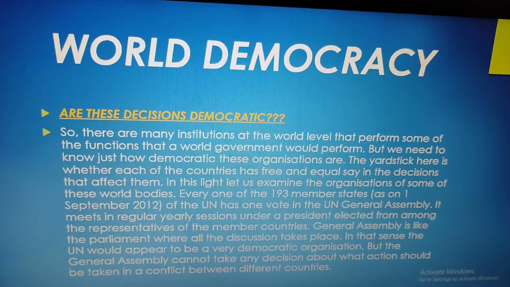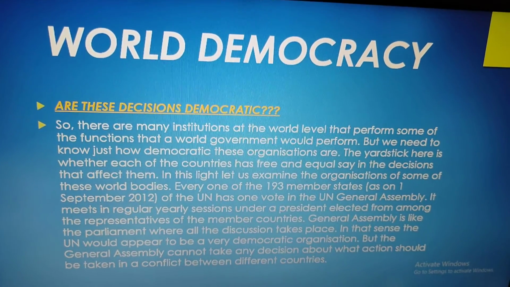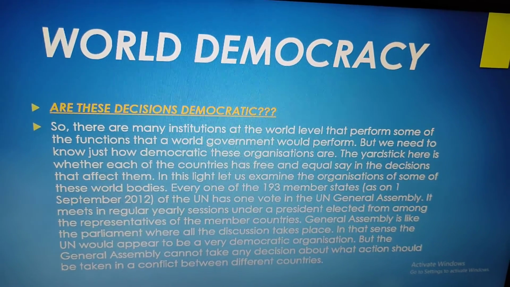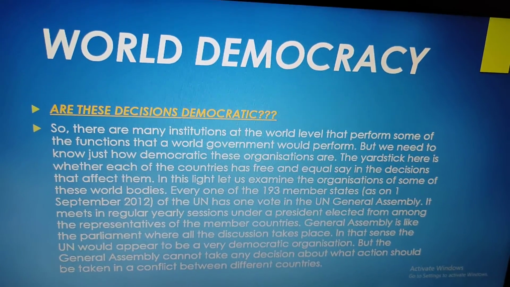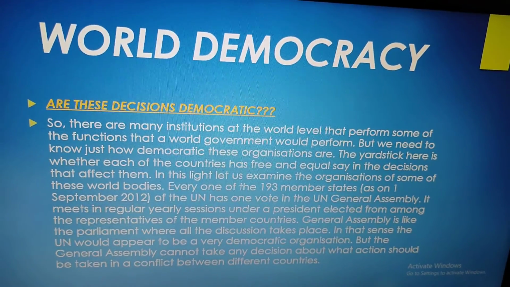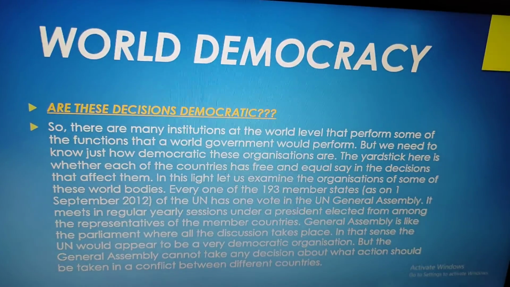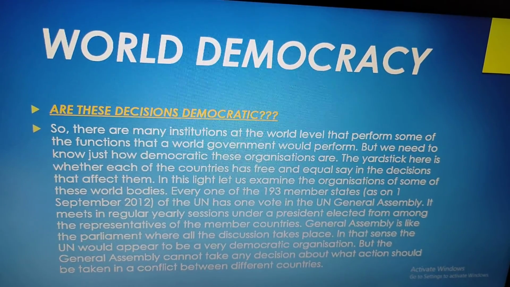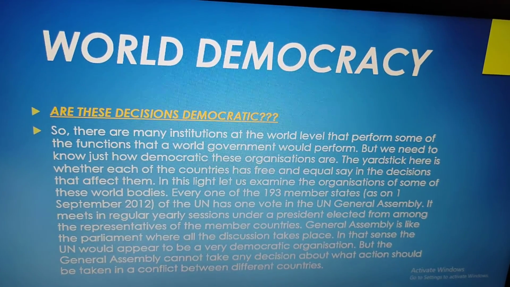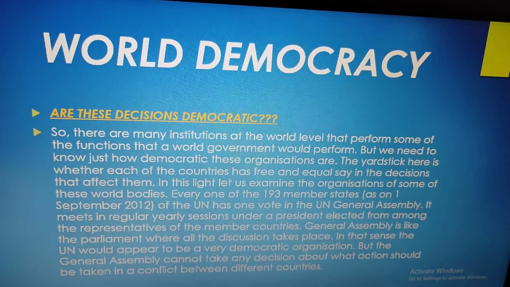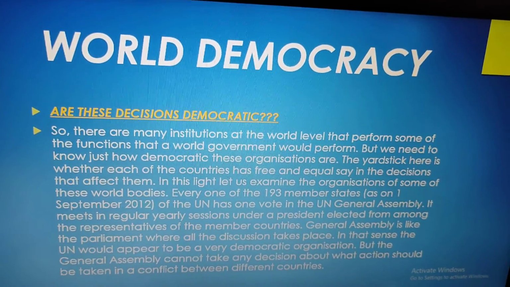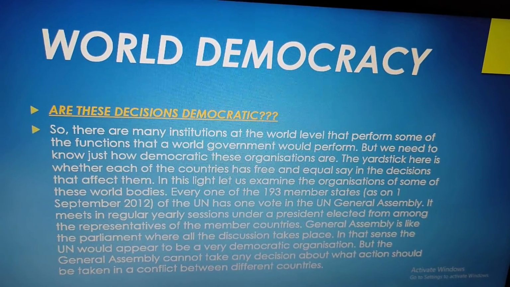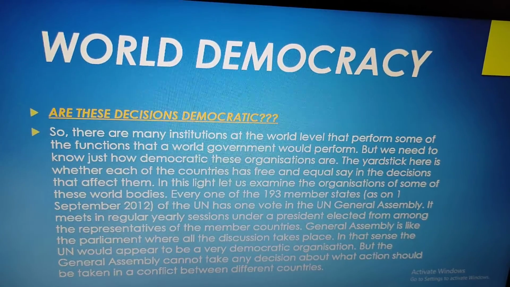There are many institutions at the world level that perform some of the functions that a world government would perform. But we need to know just how democratic these organizations are. The yardstick here is whether each of the countries has a free and equal say in the decisions that affect them. In this light, let us examine the organizations of some of these world bodies.